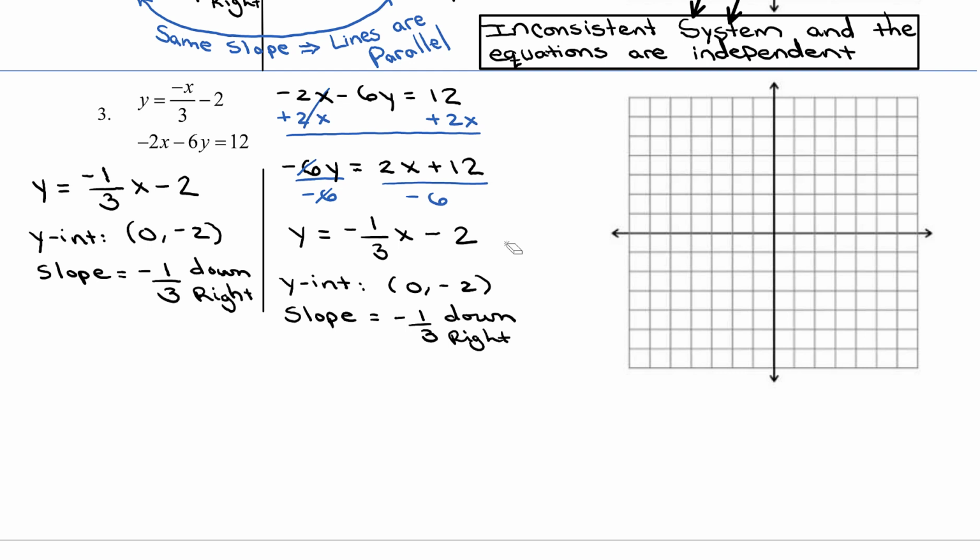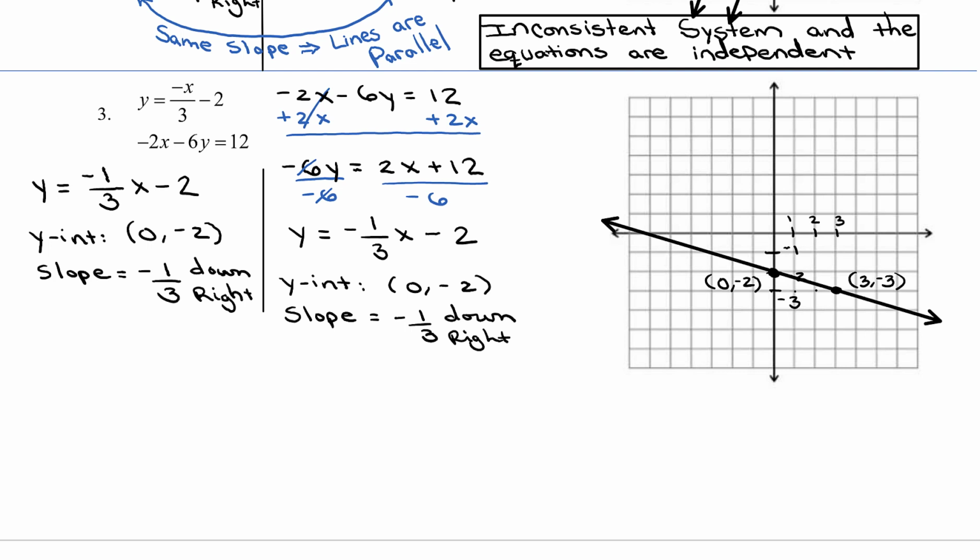So let's go ahead and start graphing that. We're going to begin with the y-intercept. So here we're going to go on the y-axis to (0, -2). I'm going to plot my point there. I'm going to go down 1 unit and 3 units to the right, and that's going to land right on top of the point (3, -3). I'm going to connect those 2 points and extend my line, and there is my graph.